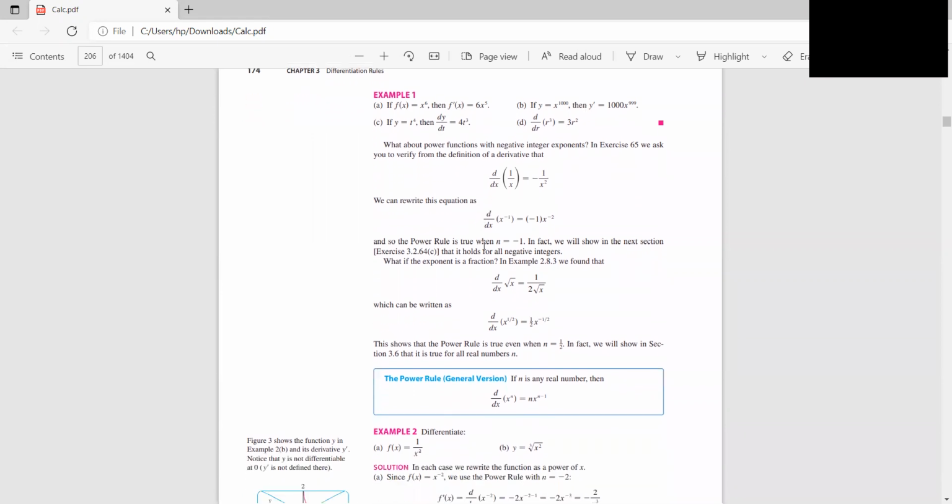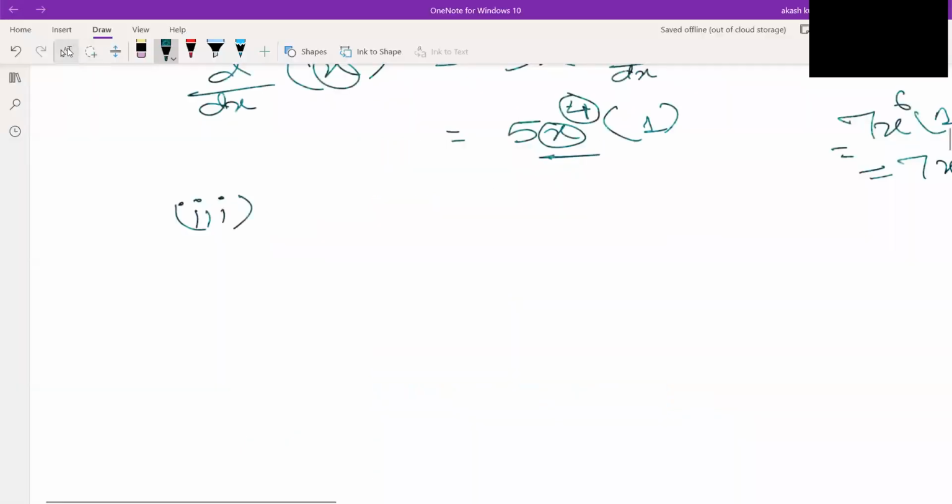Okay, and if we have something like x raised to the power -1. Here we had a positive power, now we have a negative power. What will we do with it? Let's try to understand it. This is the same rule.